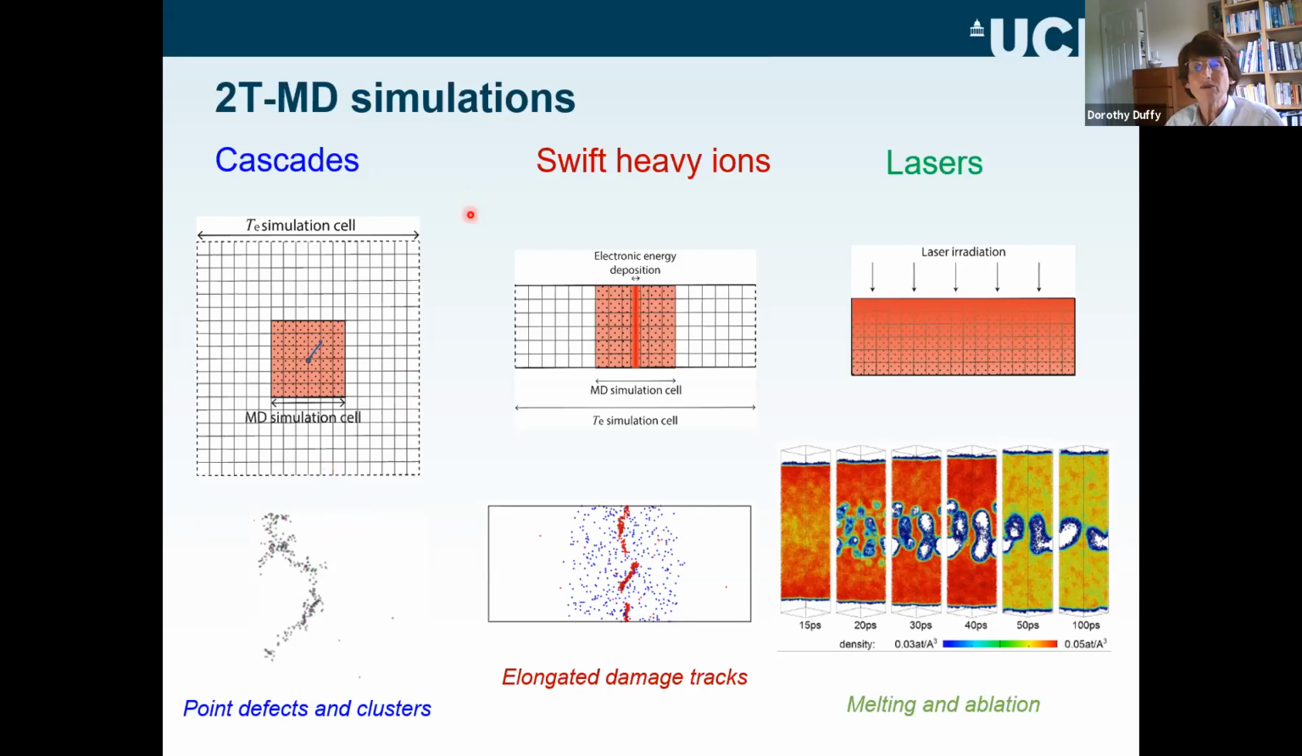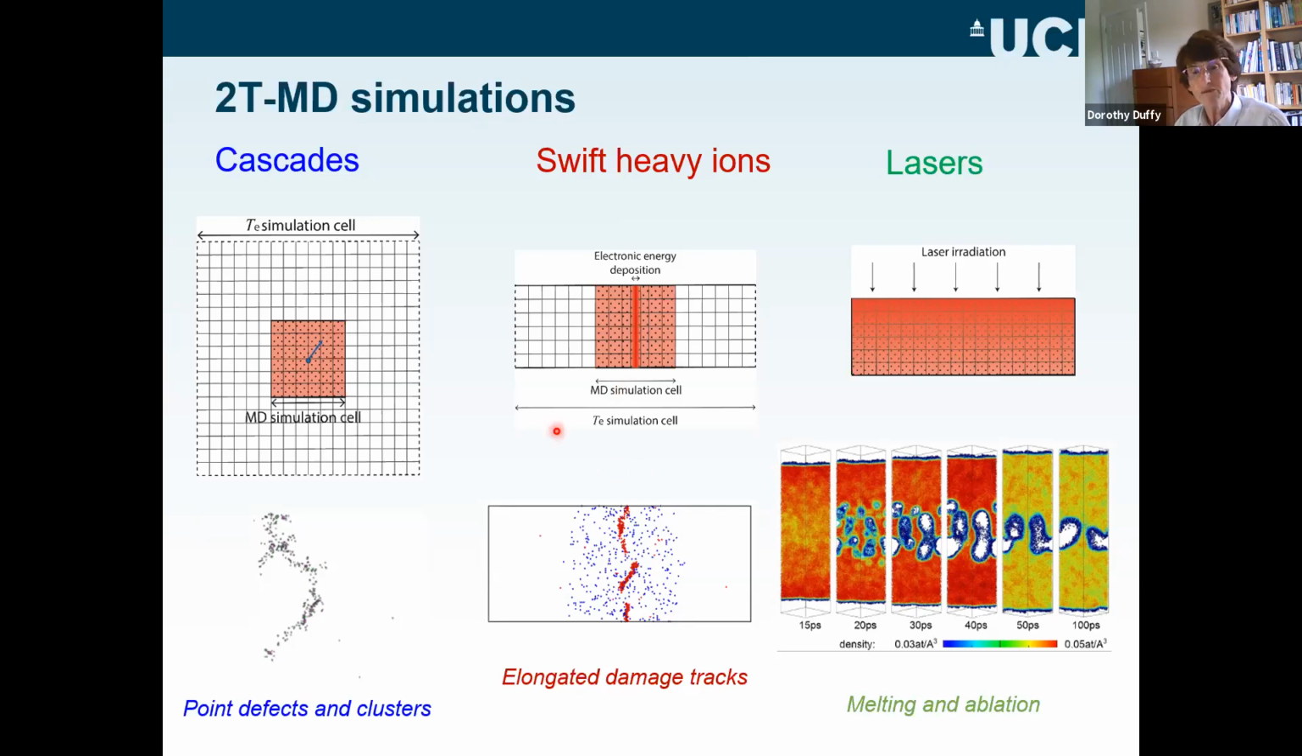However, we realized that it could be used for other types of simulations, other types of radiation effects, and one is swift heavy ions. Swift heavy ions actually deposit a lot of energy into the electrons along their path. So you can model these by depositing energy along a linear path in our simulation cell, and then evolving this. The energy will couple to the atoms, and you can evolve the simulation of that. So we've done these types of simulations in both metals and in silicon.